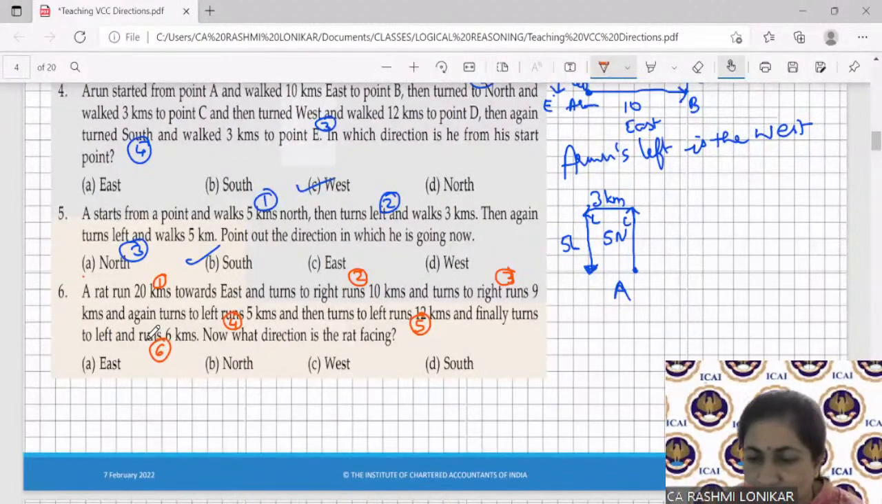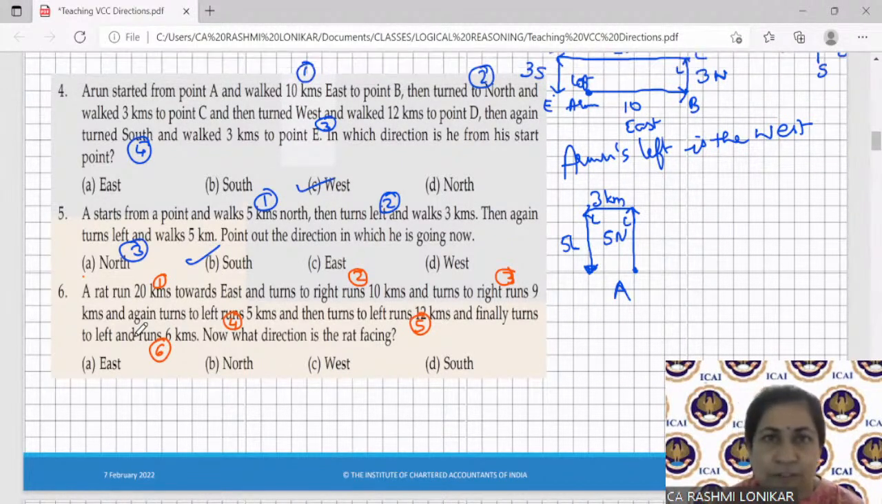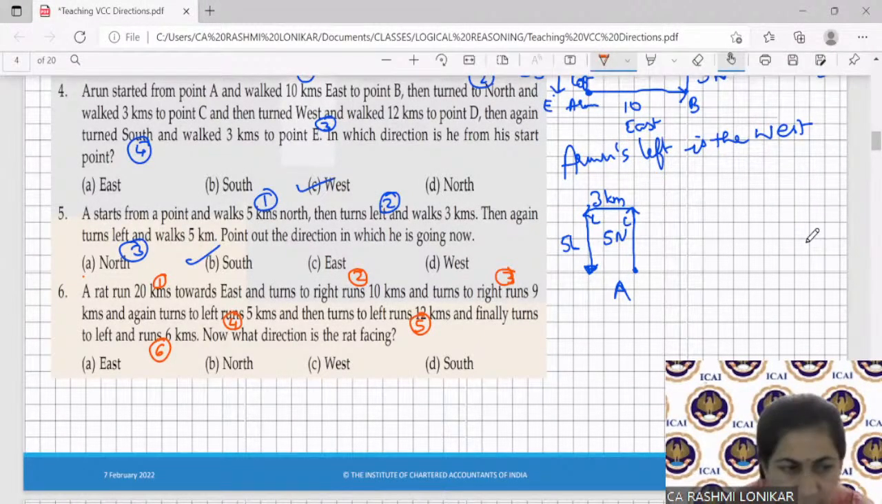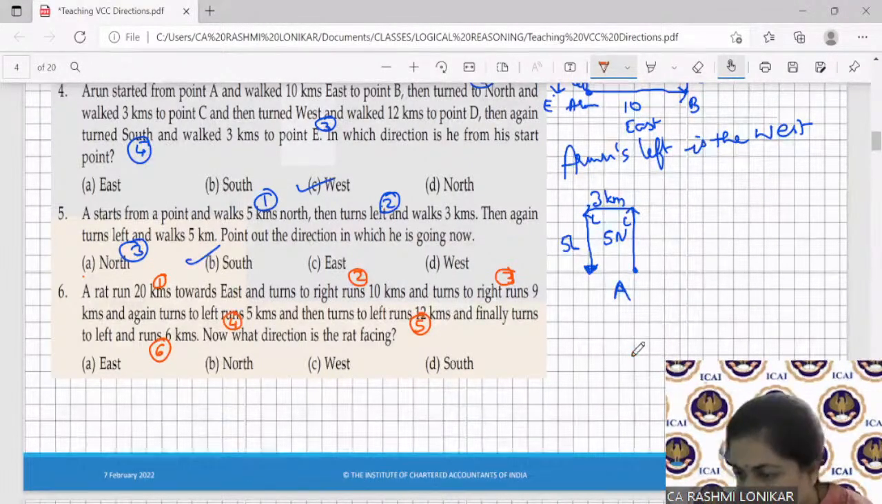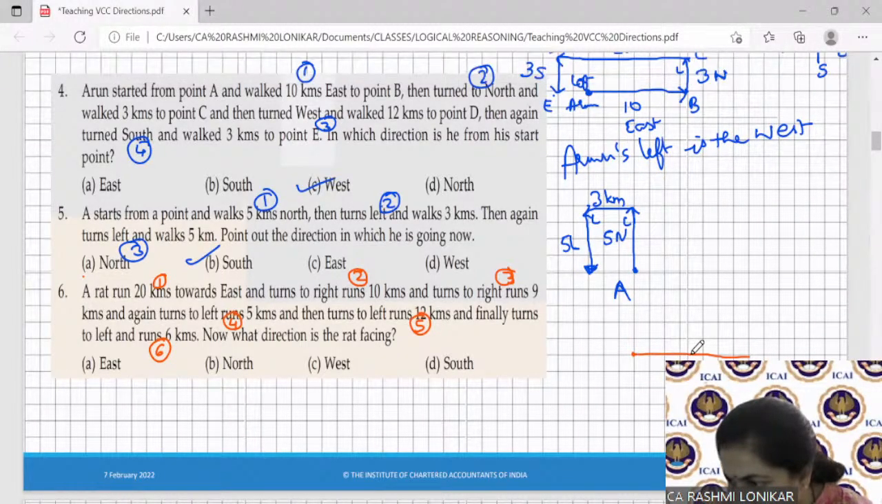Now, which direction is the rat facing? This is a very active rat. He is moving left and right, east and west. Okay, so let us see where he is going right now. Okay, this is the rat here. He is moving 20 kilometers towards the east. Which is the east? East is to the right. Okay. So he is moving 20 kilometers to the east.